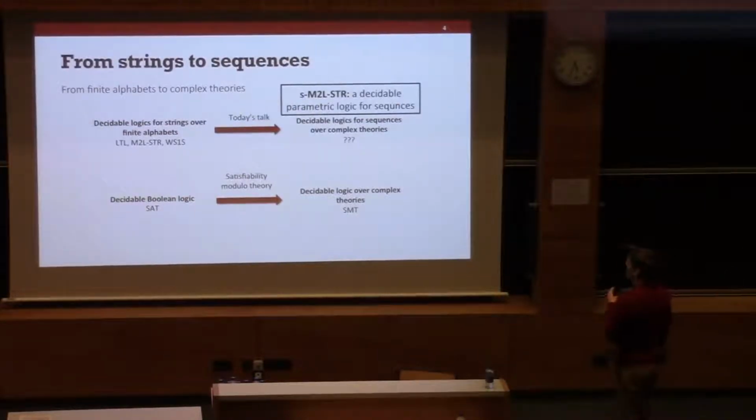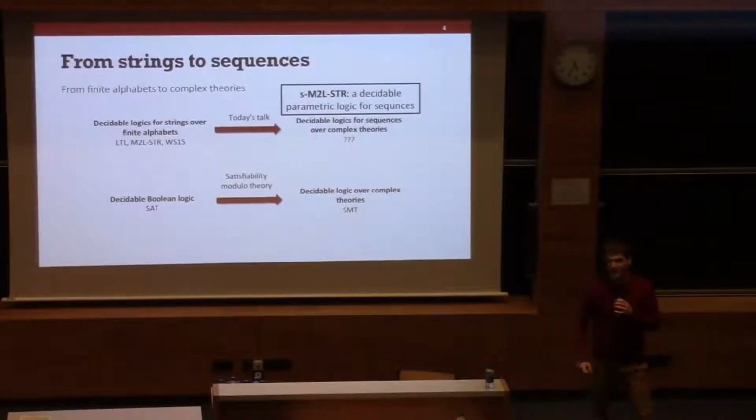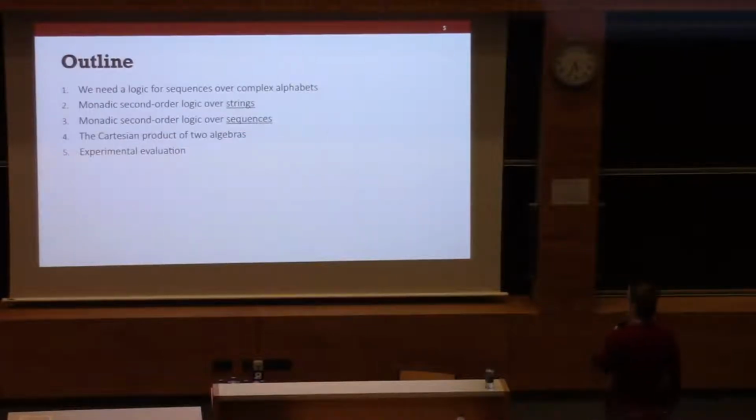So today's talk is about this new logic called symbolic monadic second order logic over strings, or actually monadic second order logic over sequences, which is a decidable parametric logic for sequences. So essentially, we do the same paradigm shift that we did from SAT to SMT. We go from logics for strings to logics for lists over arbitrary theories. So I hope I convinced you that we need such a logic.